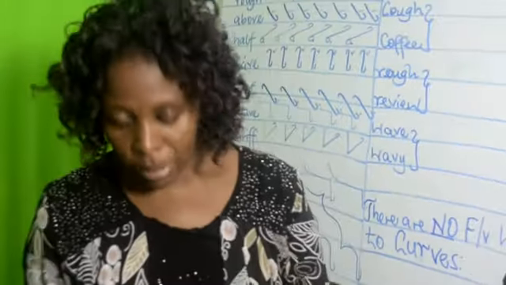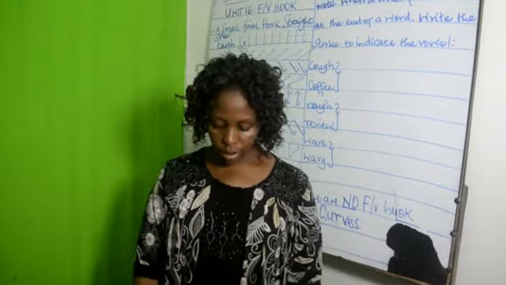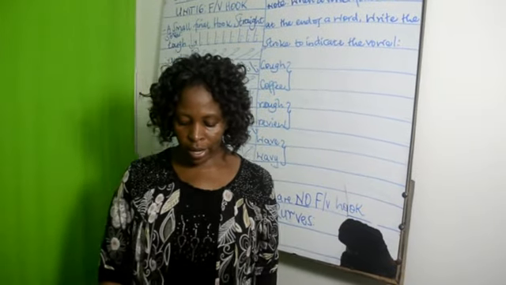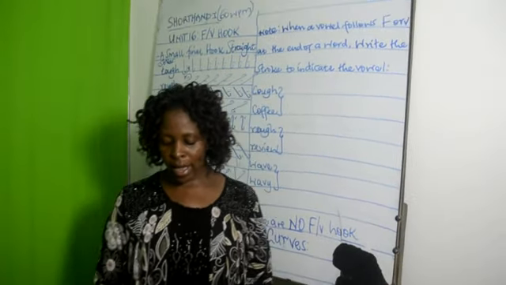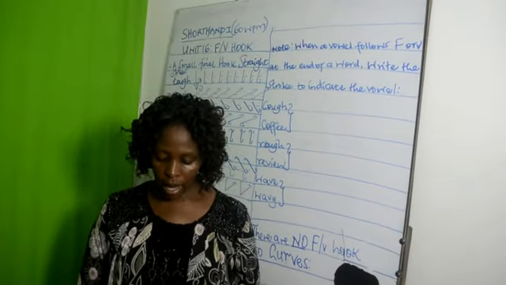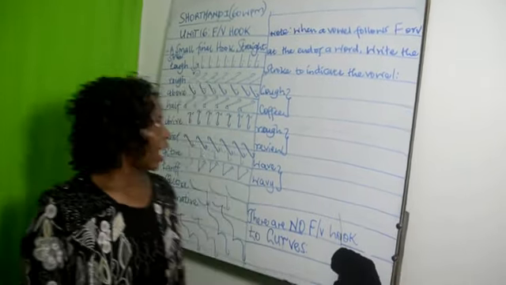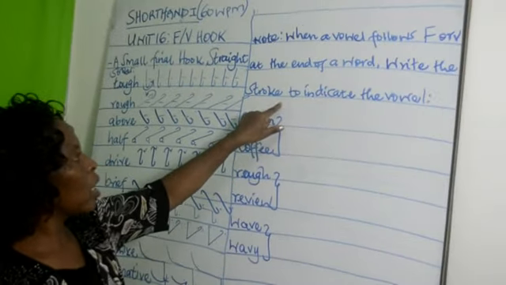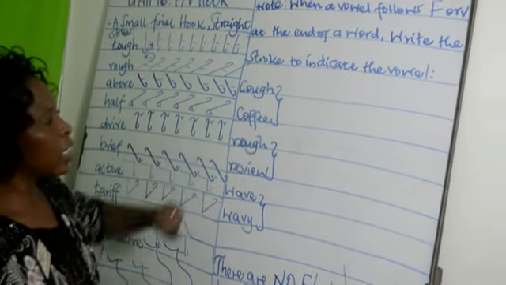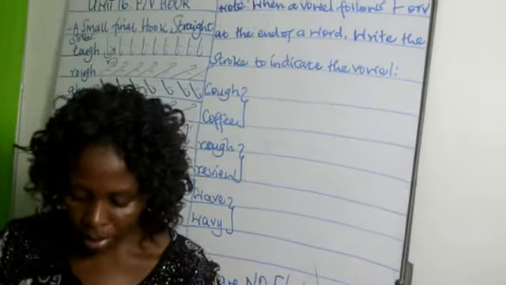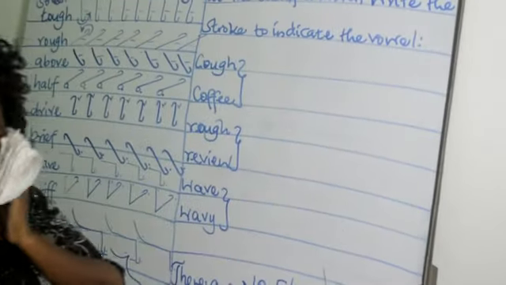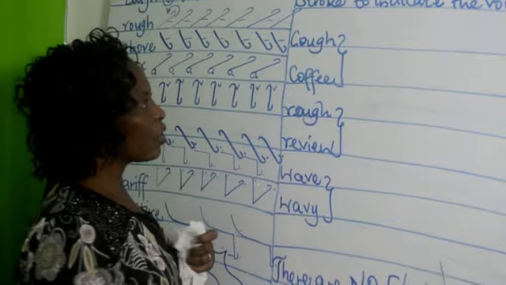And then below there we are supposed to note something. We have some words where a vowel follows a stroke of F at the end of a word, and in such a word we are going to write the full stroke in order to indicate the vowel. And here we are comparing two words: the word cough and the word coffee.